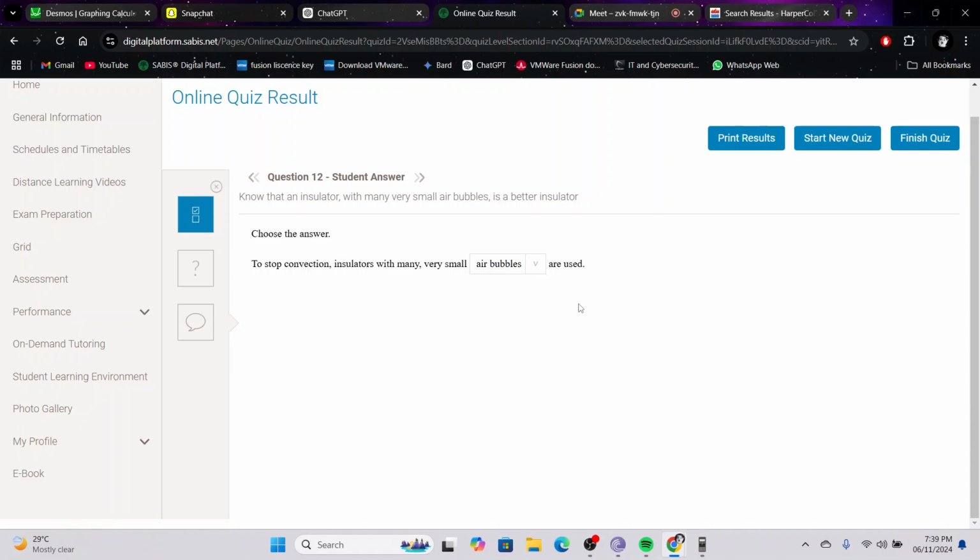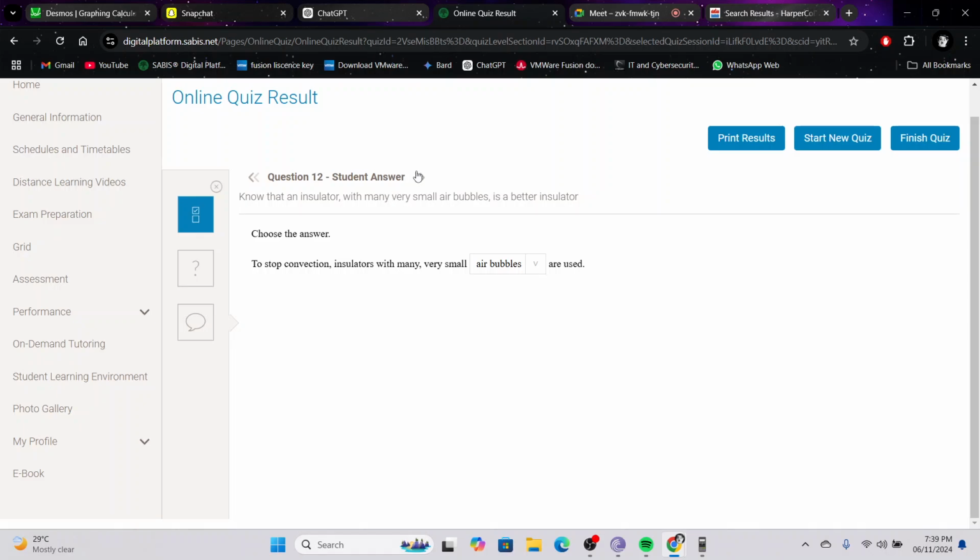Because convection essentially is the passing of kinetic energy from the hot moving molecules to the cold slow moving molecules. So if you have air bubbles to fill the gaps between these molecules, the heat won't transfer as much. The more air bubbles you have, the better an insulator it is, because convection cannot happen in small places. It has to happen over larger distances, meaning you need more air bubbles to get less convection.